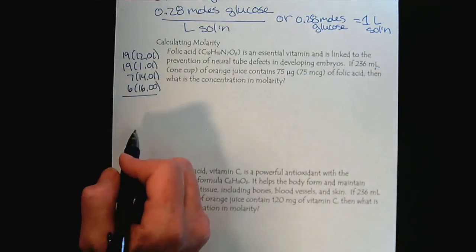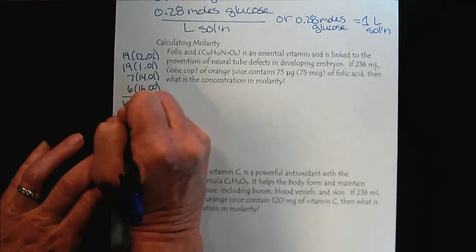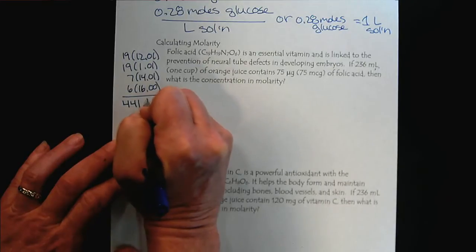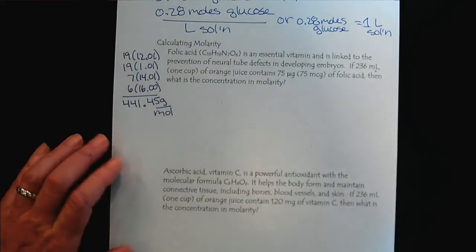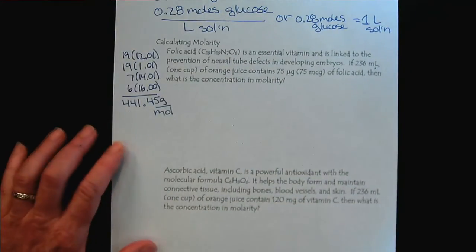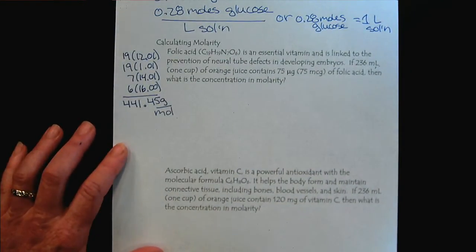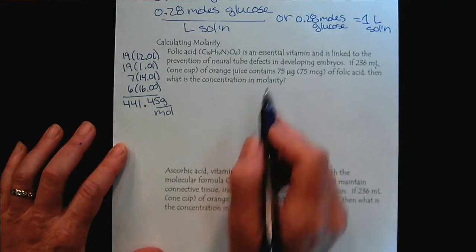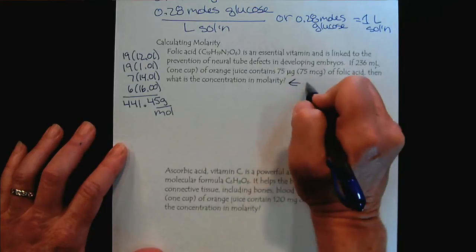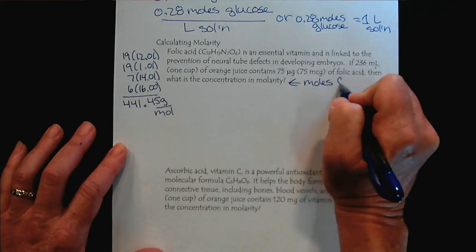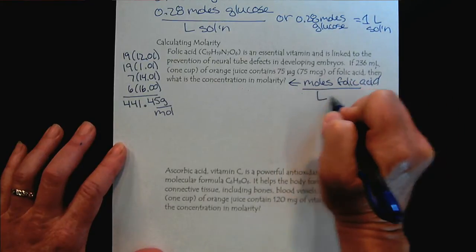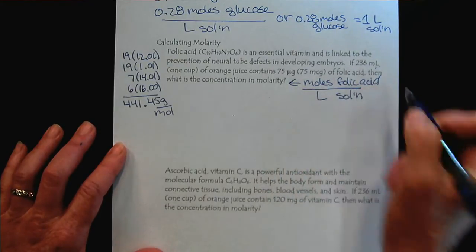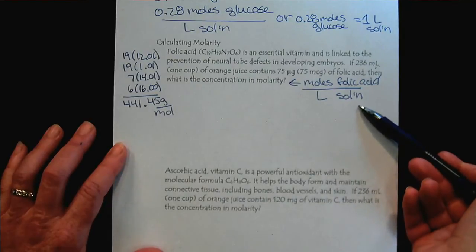And so we see that the molar mass of folic acid is 441.45 grams per mole. So this is going to be a helpful conversion factor for us as we start our calculation. Now, we want to know molarity. So we want to get to moles of folic acid per liter of solution. In this case, the solution is the orange juice.